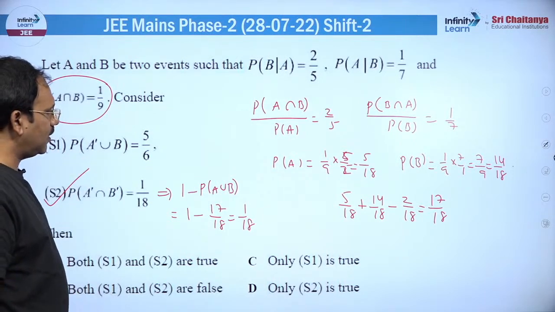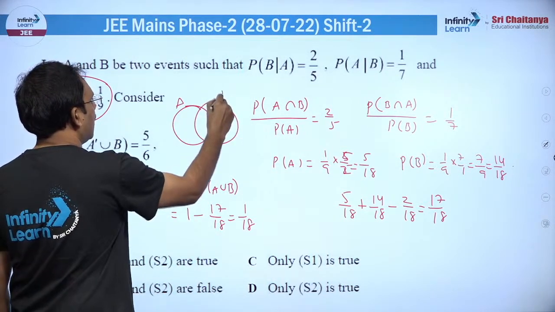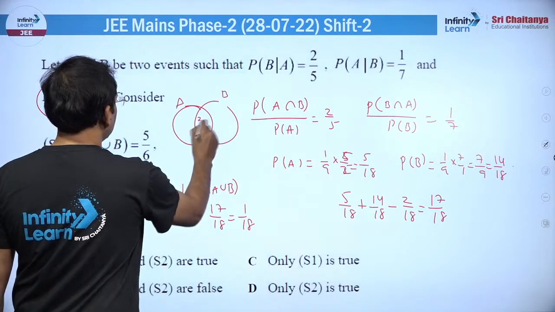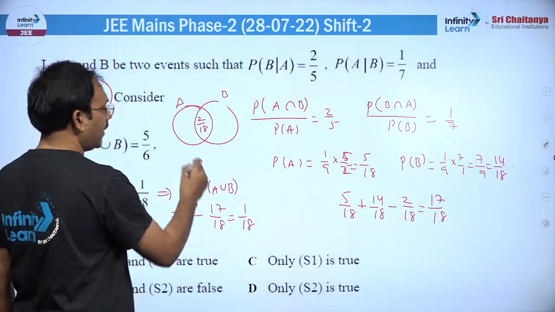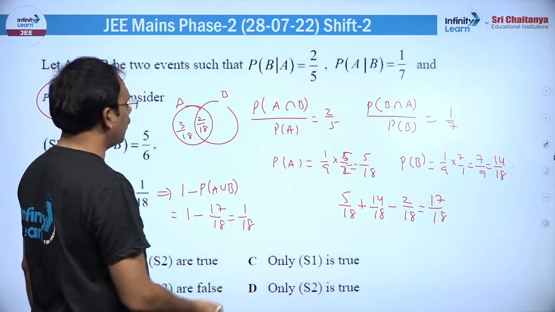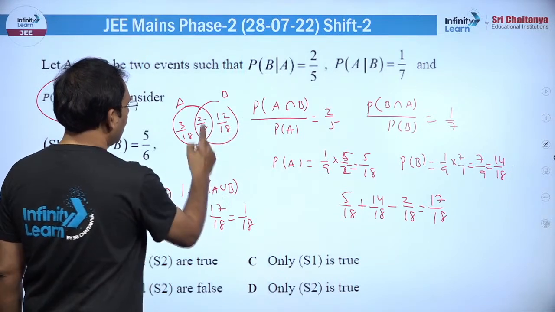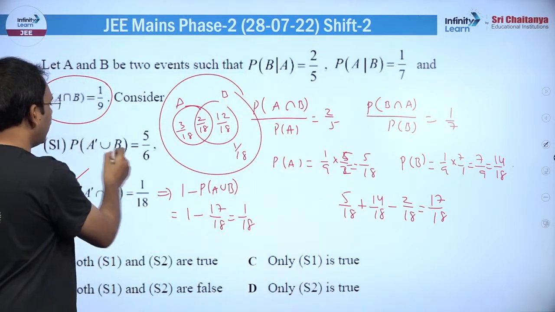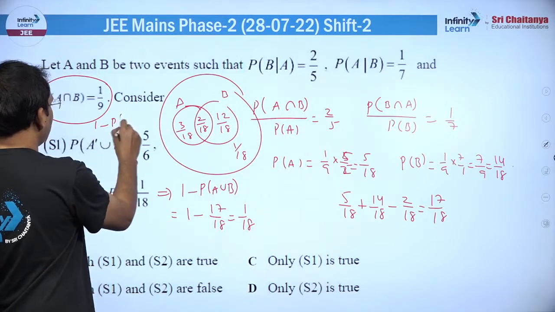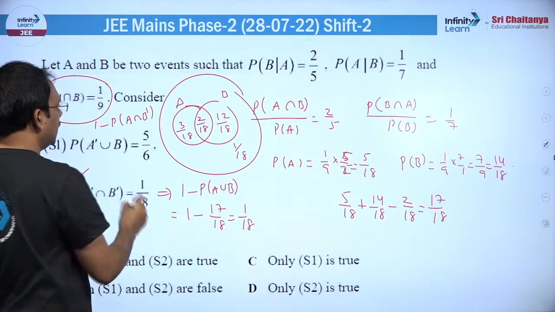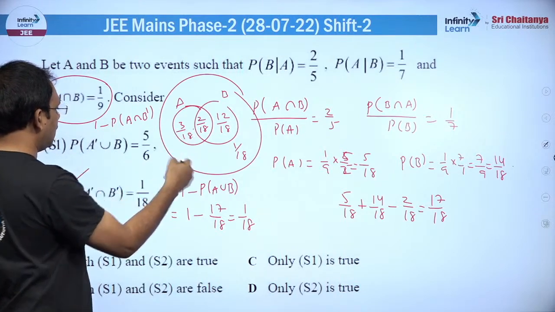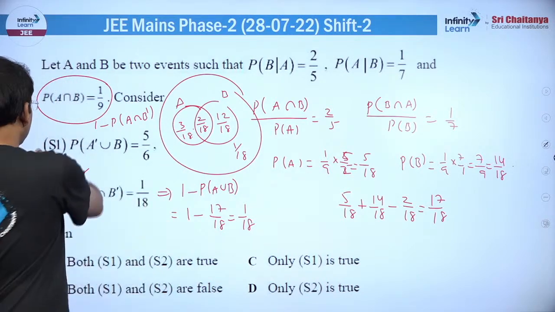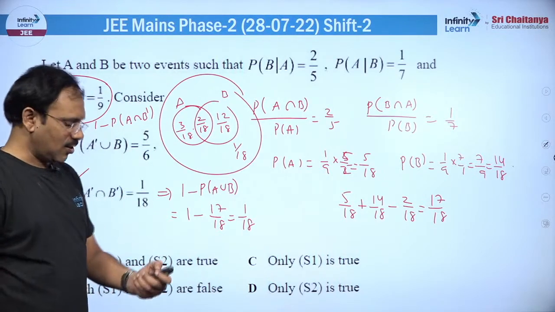Now A dash union B. Here you can also take the Venn diagram of A and B. A intersection B is going to be 2 by 18, P of A is 5 by 18 means this is 3 by 18, P of B is 14 by 18 means this is 12 by 18, altogether 17, so 1 by 18 outside. Now my dear friends, he wants P of A dash union B, which you can write as 1 minus P of A intersection B dash. A intersection B dash means only A, 3 by 18, 1 minus 3 by 18, 3 by 18 is 1 by 6, so 1 minus 1 by 6 is 5 by 6. This is also correct, my dear friends.